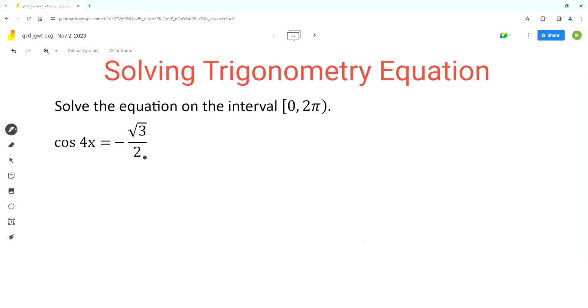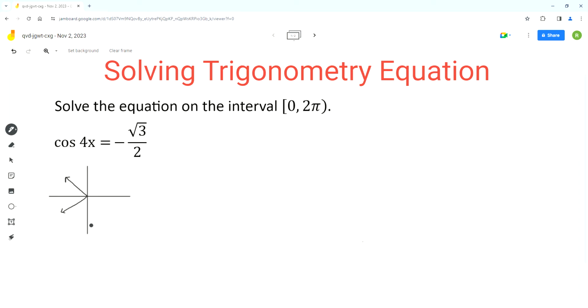Now in order to solve this equation, we have to isolate x, the variable in the equation. In this case, the cos of 4x is equal to a negative number. We'll have to use the CAST rule or the ASTC rule to first identify the quadrants in which cos is negative. So we'll draw the quadrants, and as you may know, cos is negative in quadrant 2 and quadrant 3.